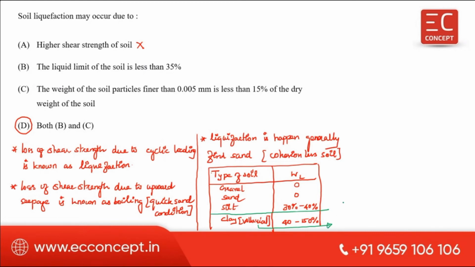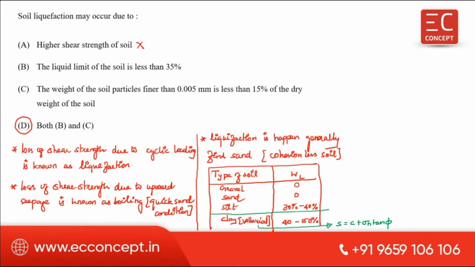Since we know that the shear strength is equal to C plus sigma n tan phi, because of this cohesion quantity, the liquefaction won't happen. Even if the normal stress becomes 0, the C won't be 0. Because C won't be 0, the liquefaction does not happen in clay.